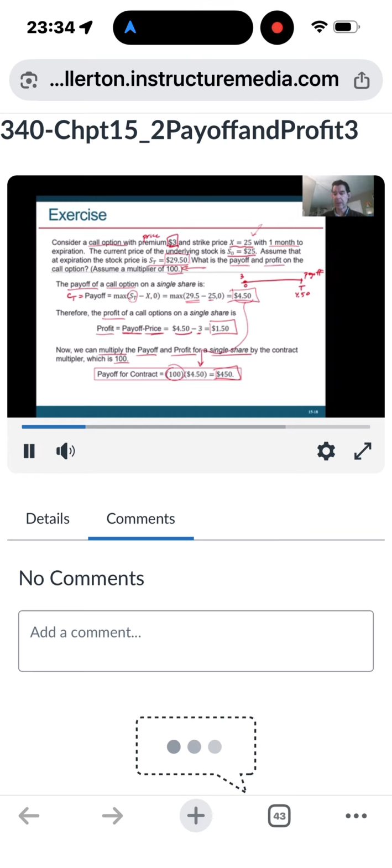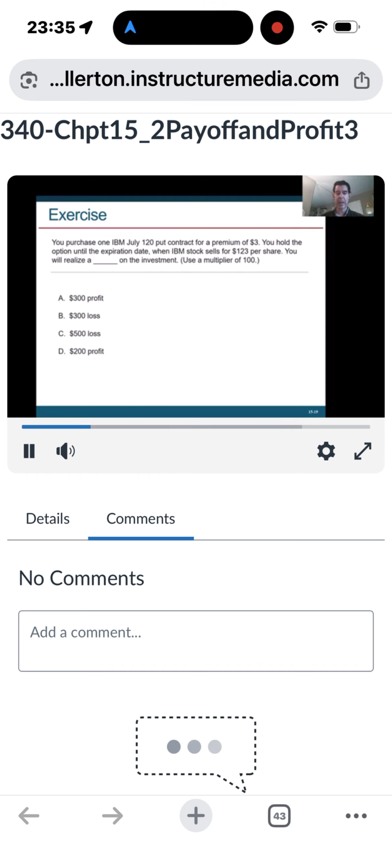Very simple, right? And then I'm going to do the same thing for the profit. The profit was what? $1.50. Again, that was for one share. This option is for 100 shares. I'm going to multiply by 100. I get 150. And there's the answer. So I think this is a good way to approach these problems in 3 steps. Number 1, calculate the payoff. We know how to do that. We have the formulas for the payoff. Number 2, subtract off the price. And then number 3, if there's a multiplier, bring in the multiplier.